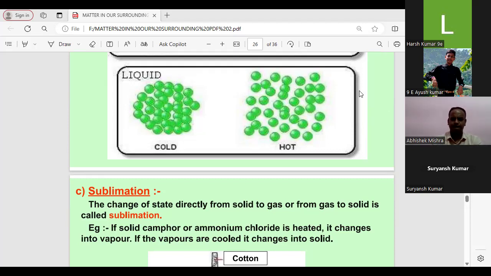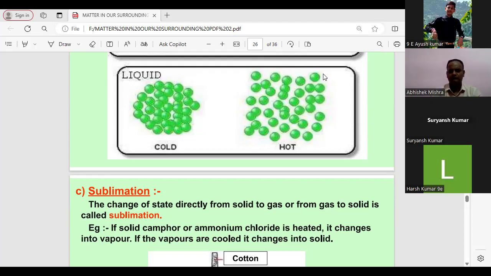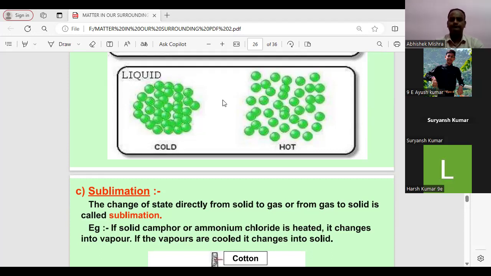Latent heat of fusion is the amount of heat energy in joules required to change 1 kg of solid into liquid. Whereas latent heat of vaporization is the amount of heat energy in joules required to convert 1 kg of liquid at the boiling point into the gaseous state. Okay.